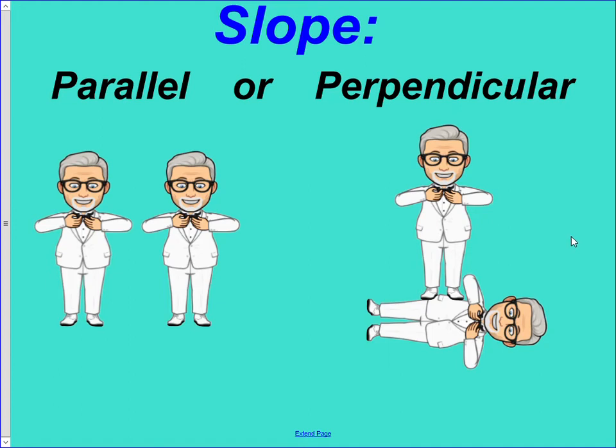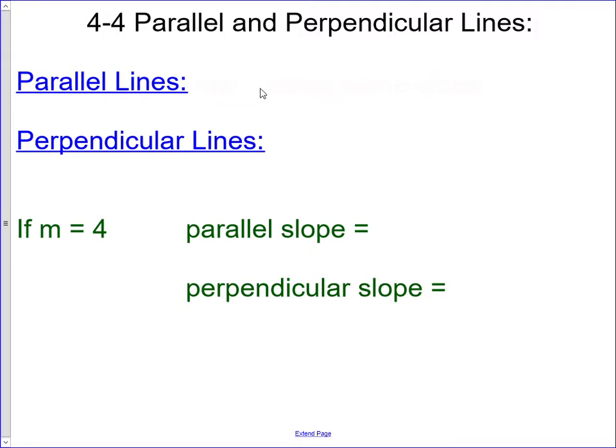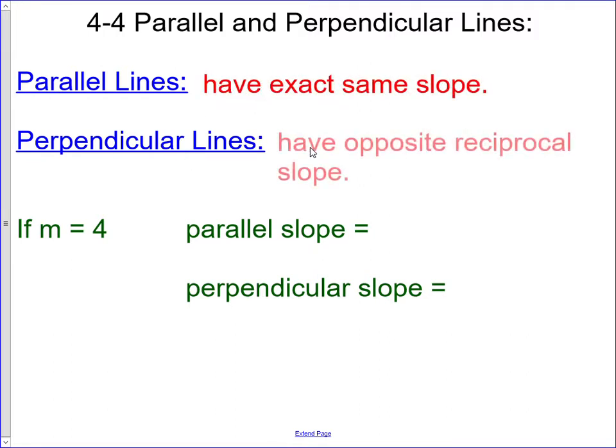Slope. Let's talk about parallel and perpendicular slope and their lines. Parallel lines have the exact same slope. Perpendicular lines have opposite reciprocal slope. I'll say that again. Opposite reciprocal slope. Opposite refers to if it's positive, make it negative. If it's negative, make it positive.